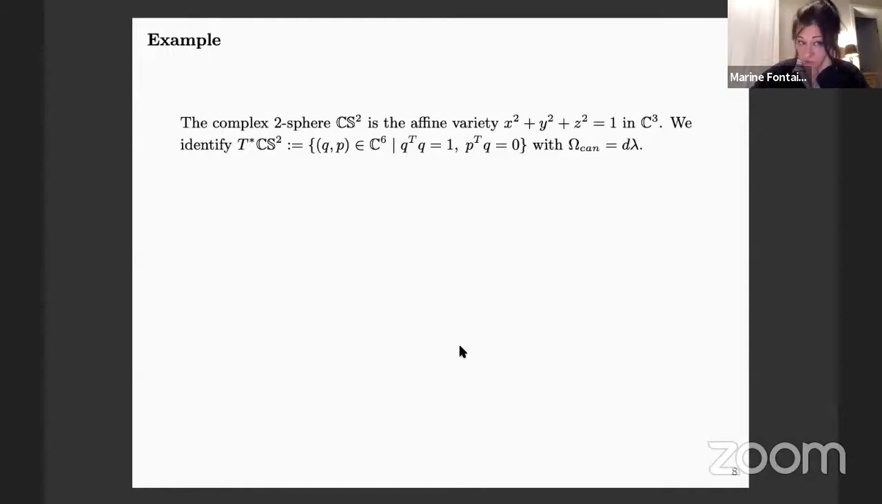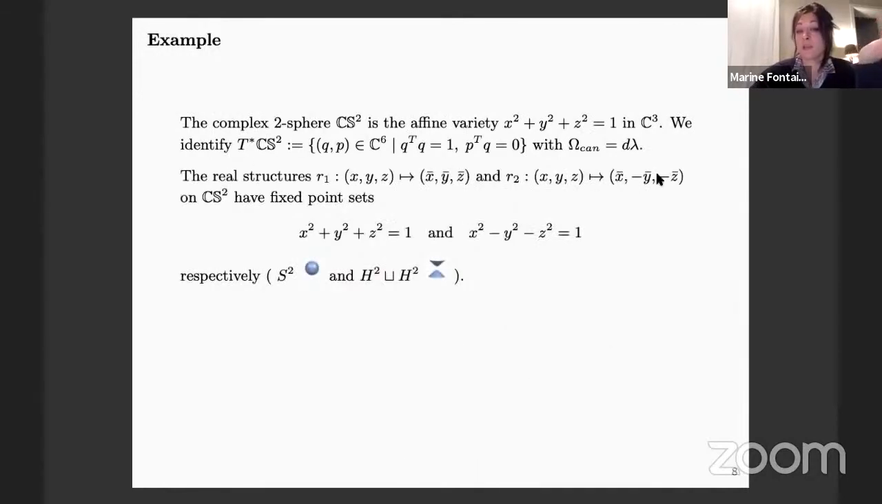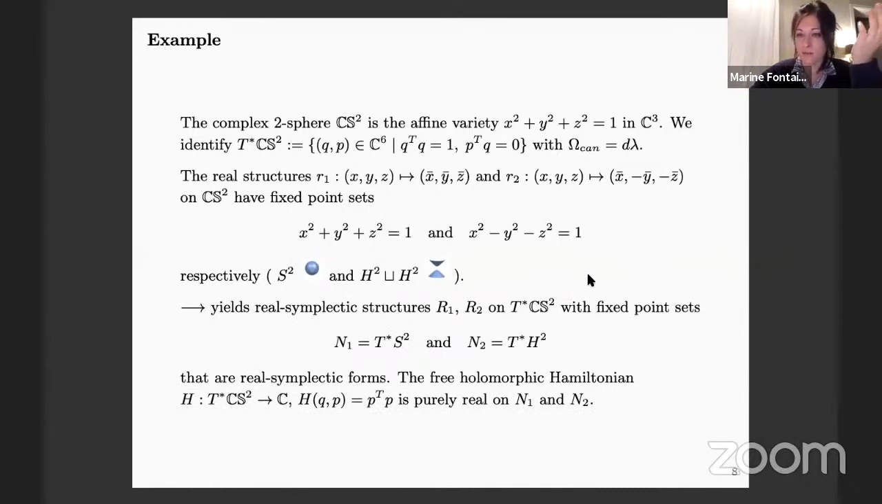As an example, you can take the complex 2-sphere, and it has a cotangent bundle. And you take the real structure we've seen before, and the fixed point set here gives the sphere and the two-sheeted hyperboloid. And if you want a real structure on the cotangent bundle, you lift them with a plus sign so that you get as fixed point set the real cotangent bundle on the sphere, and just one sheet of the hyperboloid, and both of them are symplectic real forms. Now, if you take just the free Hamiltonian, then it becomes purely real on both. So in particular, the flow of the vector field will leave those two real forms invariant. Actually, there's nothing special about this free Hamiltonian. There are many Hamiltonians in general that are real on those two real forms. So you can somehow relate dynamics on spheres and hyperboloids in that way.